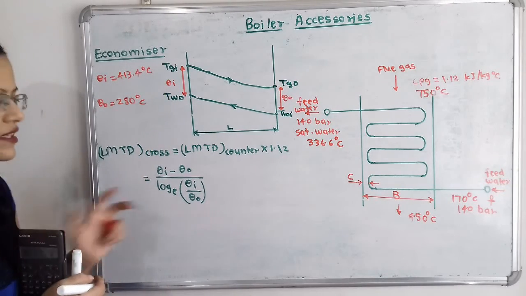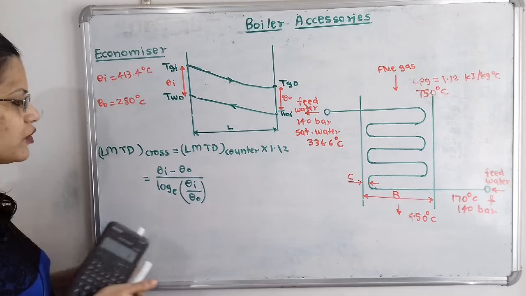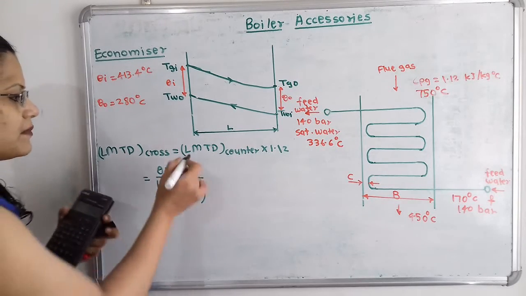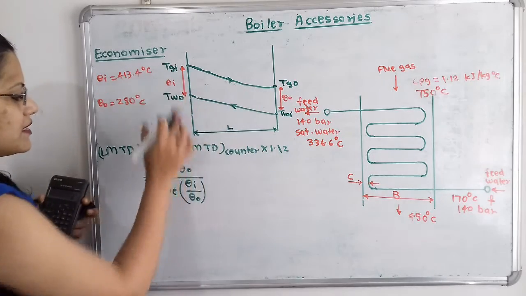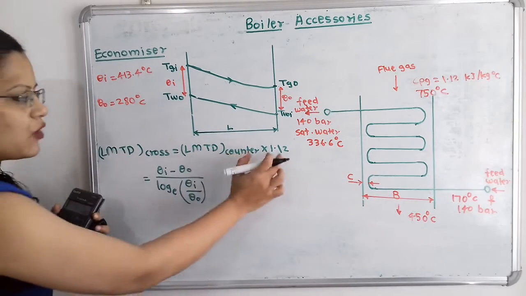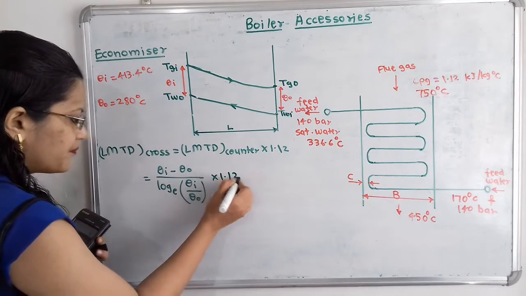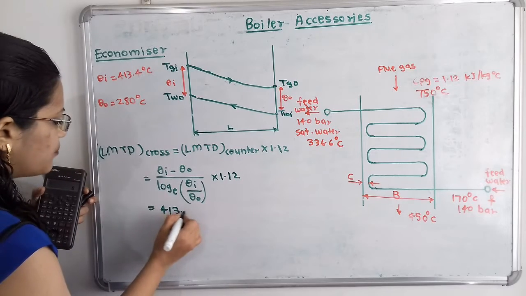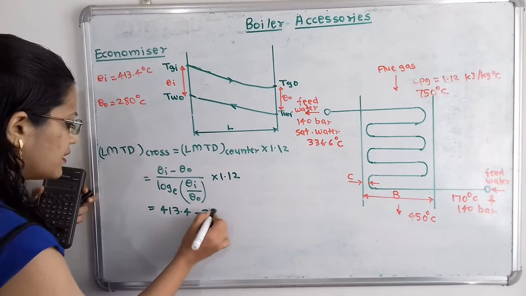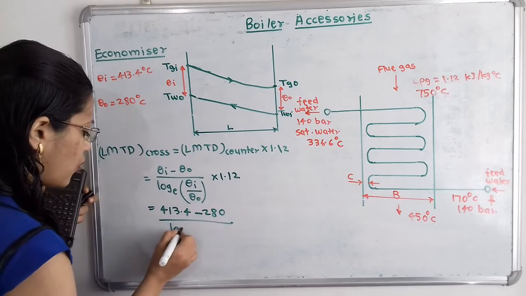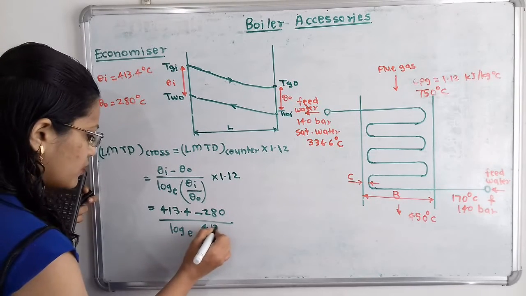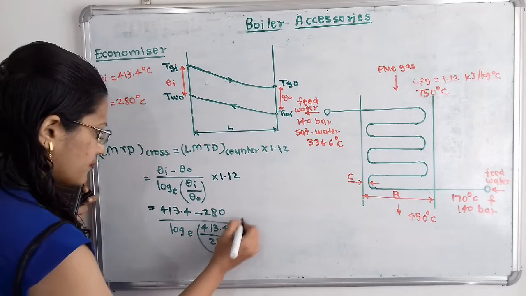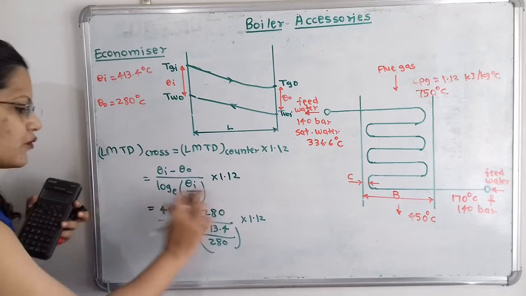Now we will put in the values. We have to take LMTD cross, that is LMTD actual, equal to LMTD counter multiplied by the correction factor. This theta I, theta O formula is for LMTD counter, and this is the correction factor. Now I will put in the values: 413.4 minus 280 divided by log to the base e of 413.4 divided by 280, multiplied by 1.12. So we have to solve this.